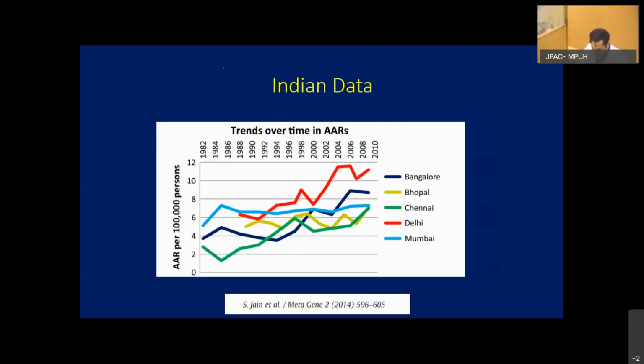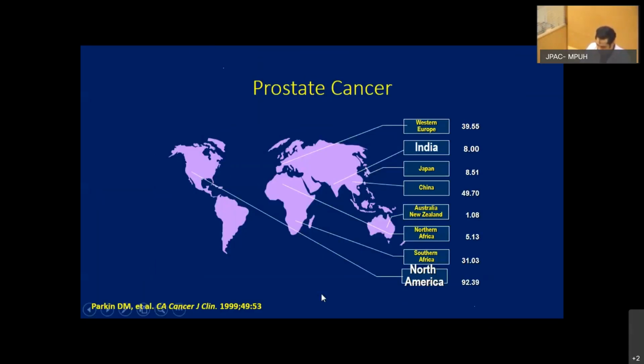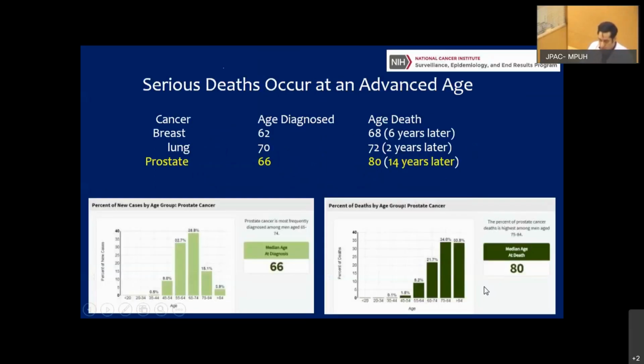If we see the Indian data, it is around 10 to 12 per 100,000 population, which is lower than that of the US. In the US, the incidence of prostate cancer is around 90 to 100 per 100,000 population. And again, it is more in urban areas than in rural areas. Here we see that in 1999, the incidence in India was around 8, while that in North America was 92 per 100,000 population. So, is screening required in cancer prostate?